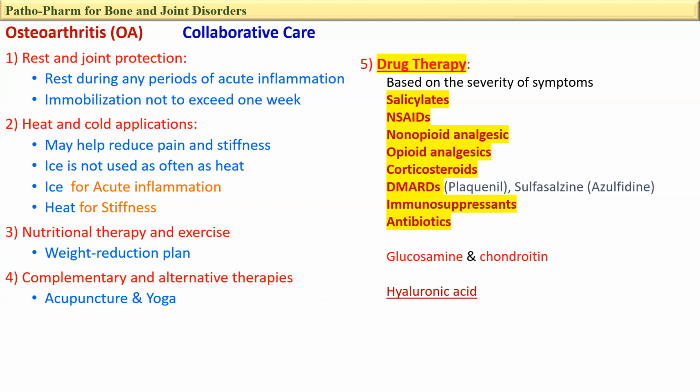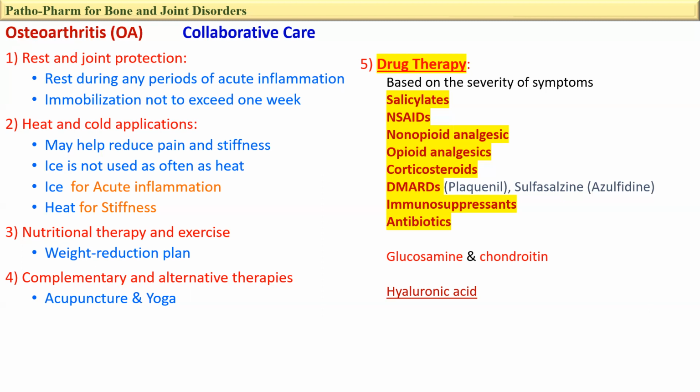So this is the collaborative management for symptomatic management, like rest and joint protection, heat and cold applications. Cold is recommended when there is an acute inflammation, and heat applications when there is stiffness of the joint.